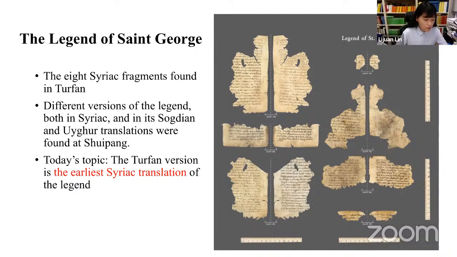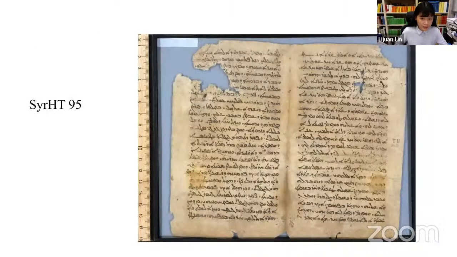Especially, I shall demonstrate that the Turfan version actually contains more elements of the original Greek text than the Textus Receptus, namely the transmitted Syriac version, and that it records the earliest Syriac translation by far of the legend. So this is the picture of the fragments, and this picture shows seven of them. And this is the eighth one, which is also the best preserved folio.